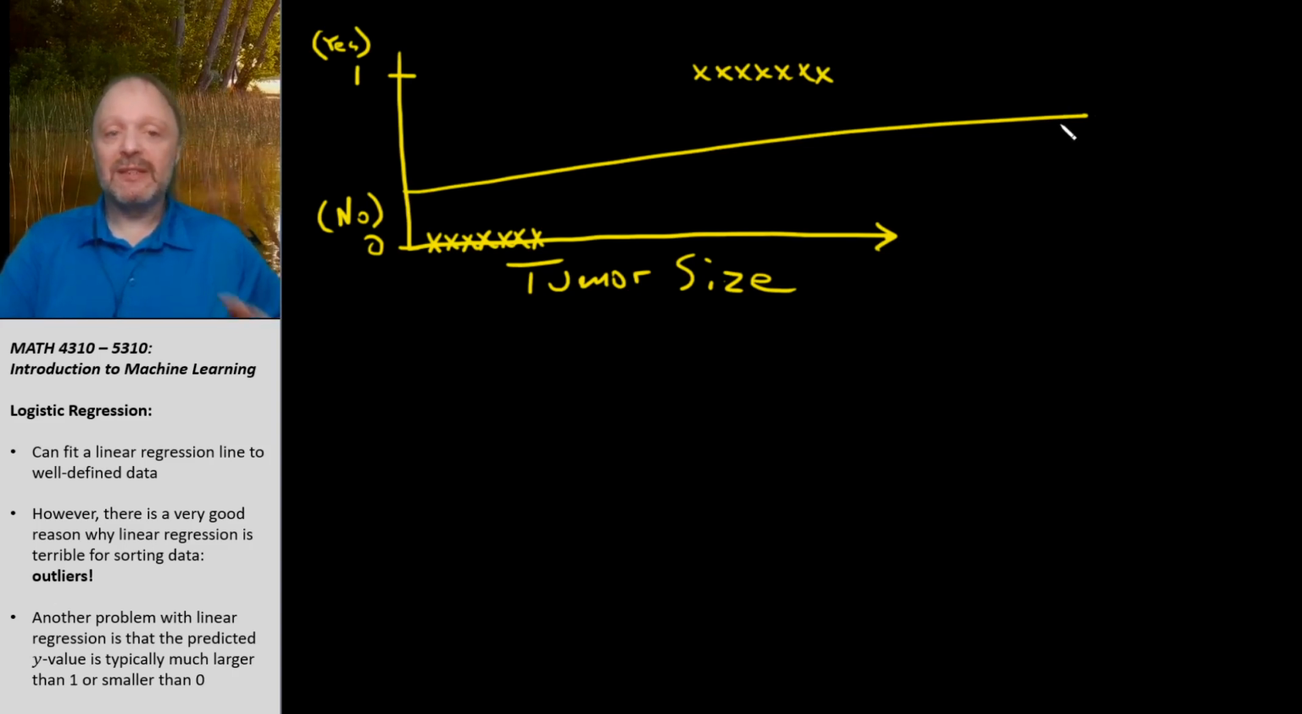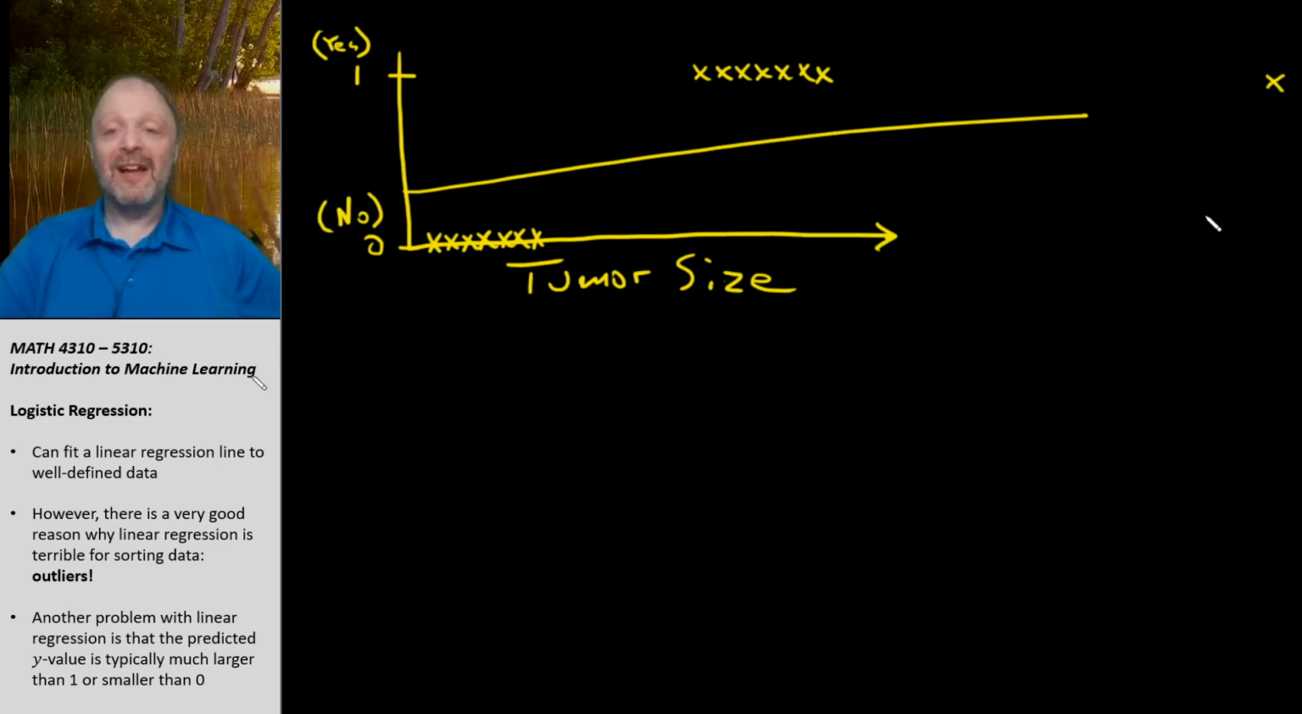But there are two reasons why we don't want to use linear regression to sort things into groups. It's a pretty bad idea. The big one, the absolute big one, is what happens to a linear fit when you have an outlier. So I'm going to add a data point right here.